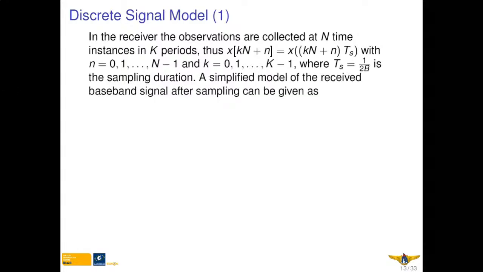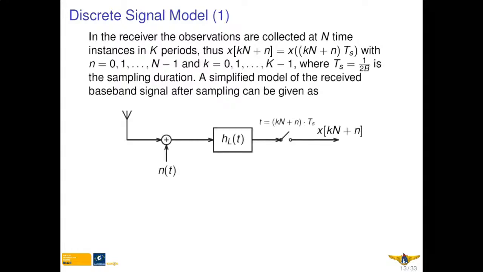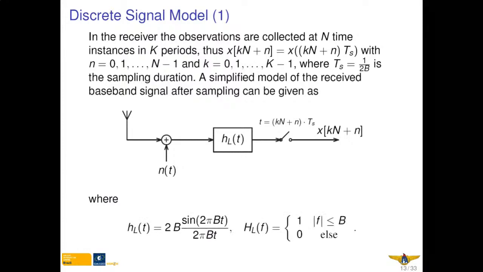A simplified model of the received baseband signal after sampling can be given as follows. This is a very simplified model, but it is very useful for what I want to show you in the following slides. We have here the antenna that is receiving our signal, and the antenna and also the amplifiers introduce additive Gaussian noise. Then we have the receive filtering, which is modeled by a low-pass filter of bandwidth B. Here, this is the Fourier transform of the low-pass filter h_L of t. After this low-pass filtering, we perform sampling and digitalization of the signal, and we arrive at this digital signal.